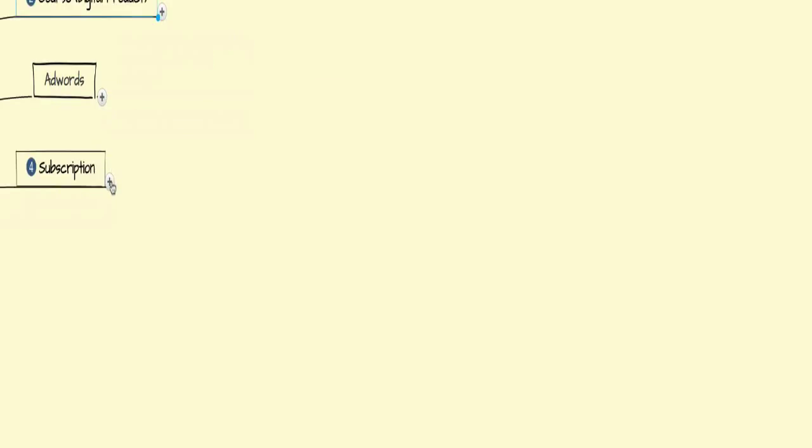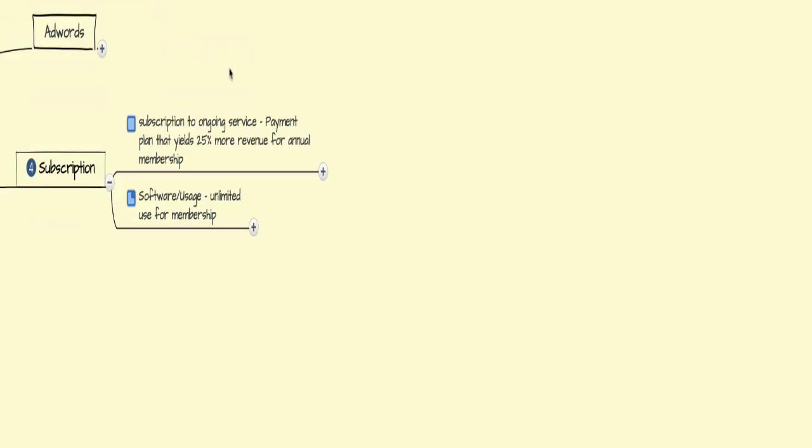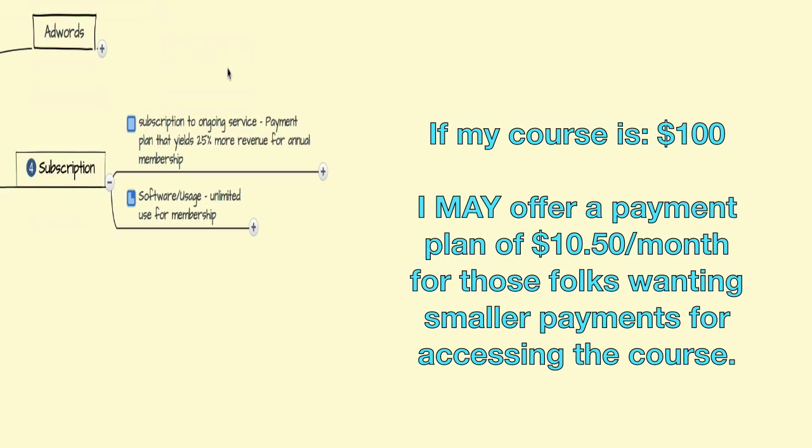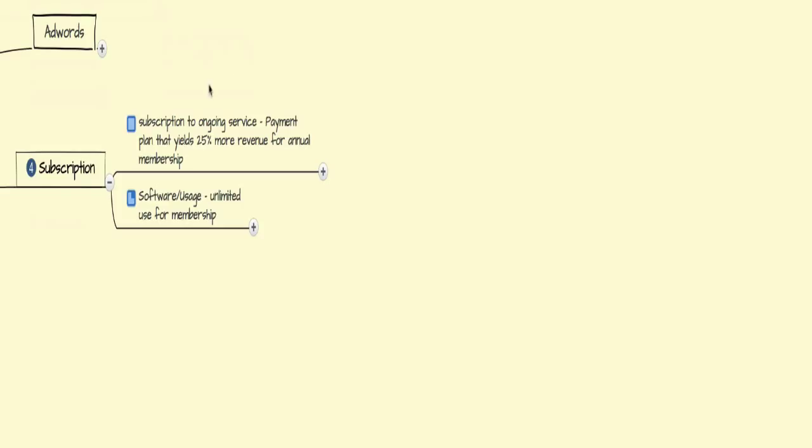And as far as the subscription, I am going to be offering a subscription plan that yields 25% more revenue for annual membership. And what that means is if my course were to sell for $100, I would offer a payment plan that would yield me at the end of the year 25% more. So my payment plan would be about $125 for the year, broken down into 12 months, which I believe is about $10.50 a month. So that is how I would offer my subscription service.